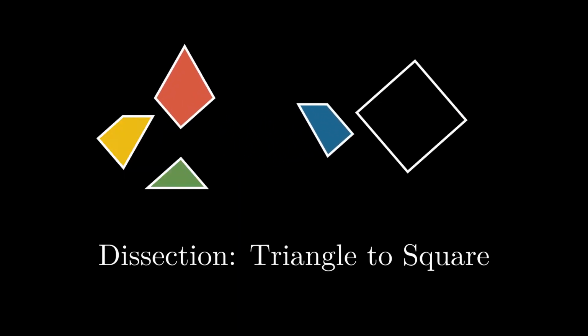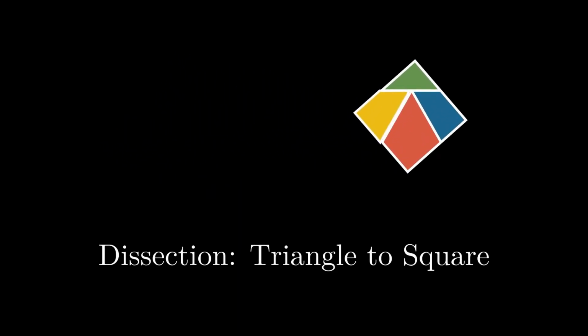Are any two polygons of the same area equidecomposable? A good general method of attack would be taking simple cases. How about just triangles to squares? We already saw a way to turn an equilateral triangle into a square. However, this method isn't applicable for other triangles, but it turns out we can find a general method.